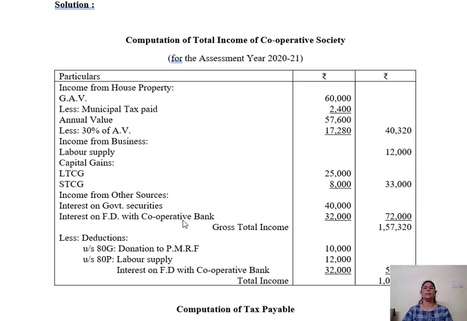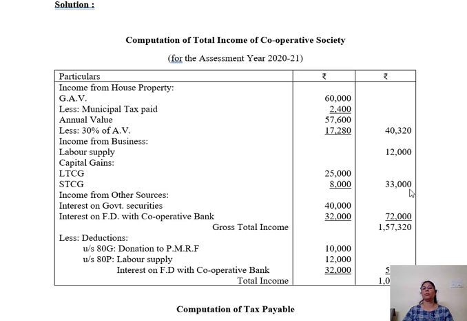Now let us see the solution. Income from house property: gross annual value less municipal tax gives annual value, less 30% of annual value. So you get the income from house property. Next is income from business, labor supply, that is 12,000. Next is capital gain, long-term as well as short-term capital gain, 25,000 and 8,000. Total capital gain is 33,000. Income from other sources: interest on government securities 40,000, interest on fixed deposit with cooperative bank 32,000. So total income from other sources is 72,000.